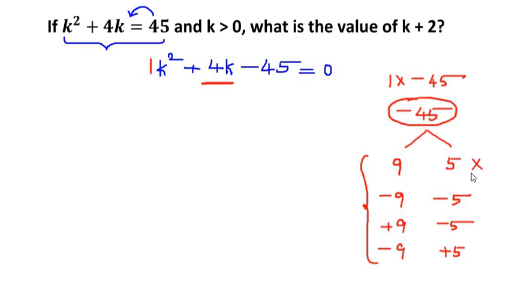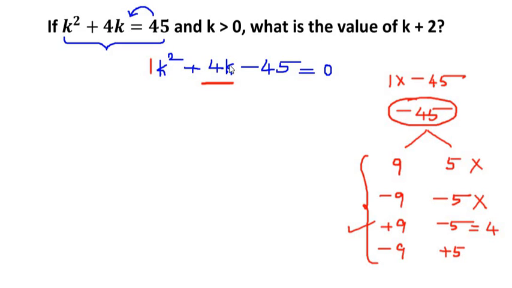So here 9 times 5 is plus 45. We can see that this is not an option because we have to get minus 45. And in the second option, minus 9 times minus 5 gives you again plus 45, but we need minus 45. So again this is a wrong option. Now coming down to these two, plus 9 times minus 5 gives us minus 45. So this is fine. But we also have to check that when we add them, we should get plus 4. So plus 9 minus 5 gives us plus 4. So this is the right option, because when we multiply them, it gives negative 45, and when we add them, it gives us plus 4.